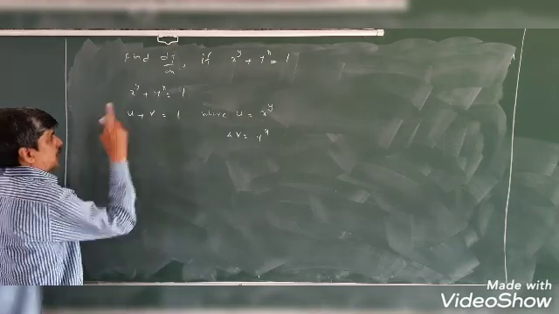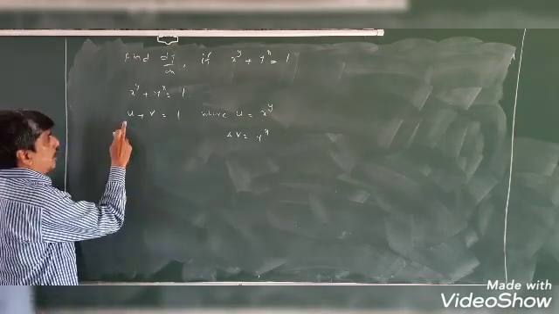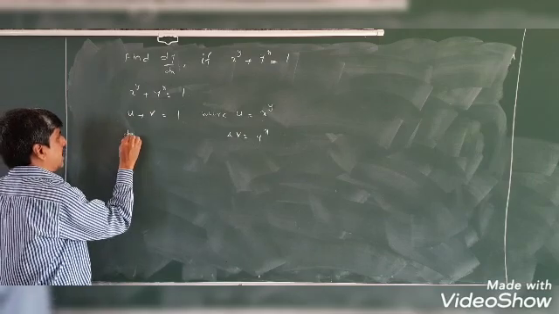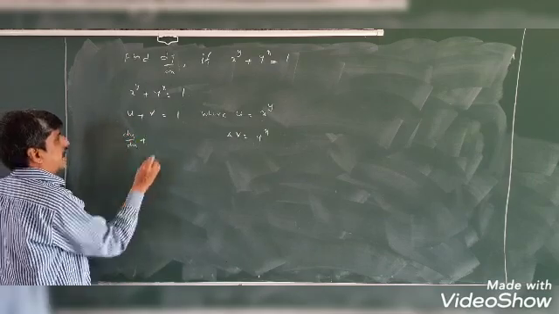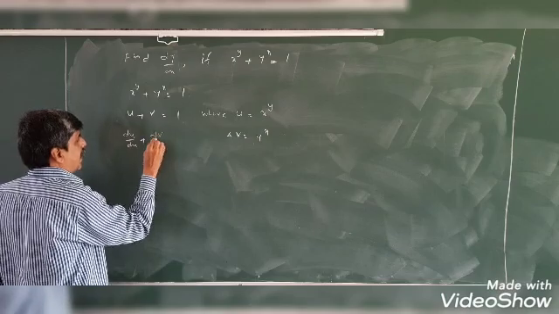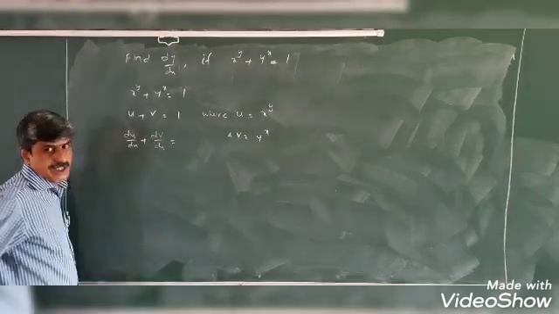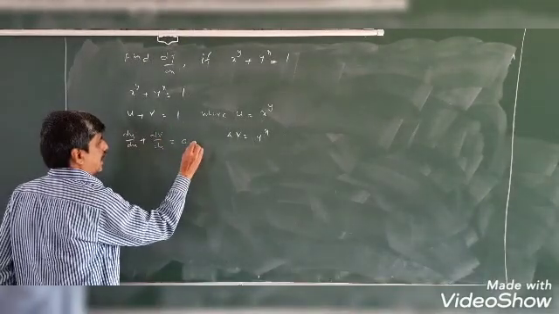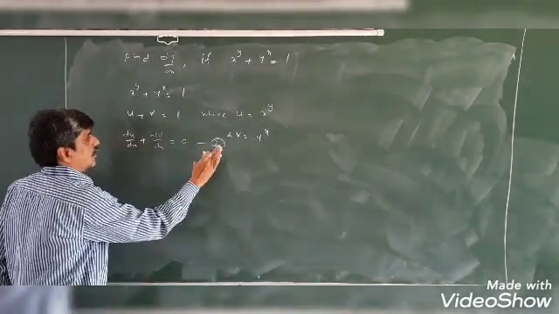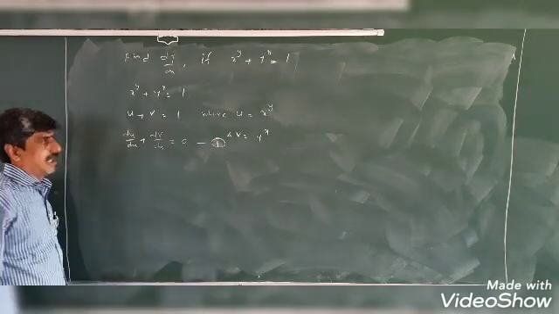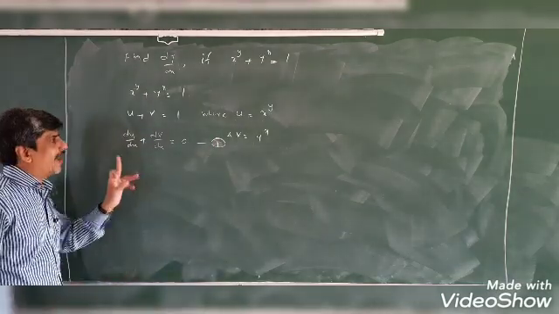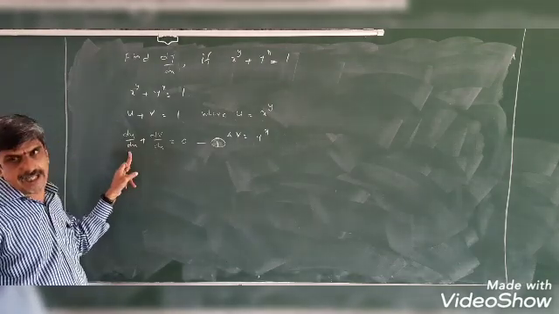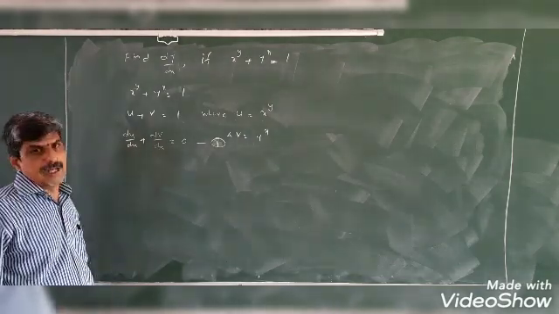So u and v are functions of x. Then differentiate with respect to x on both sides. u plus v is equal to 1. Then d by dx of u is du by dx, plus d by dx of v is dv by dx, is equal to d by dx of 1. The derivative of a constant is 0. So take this as equation number 1. To find dy by dx, first find du by dx and dv by dx.